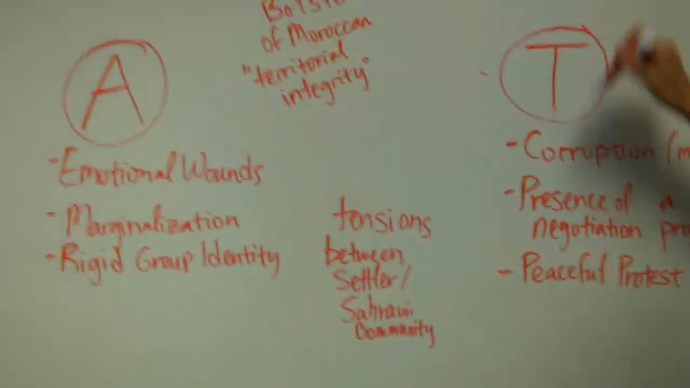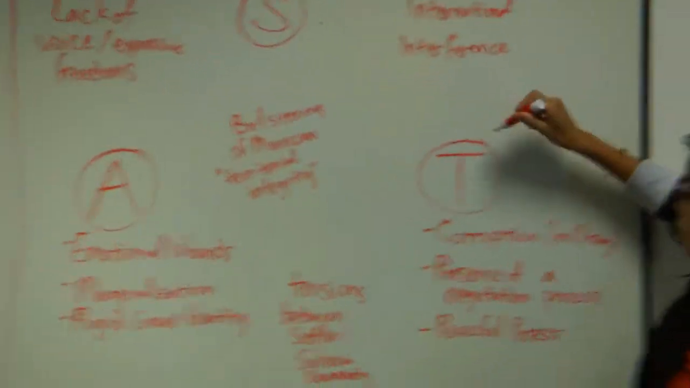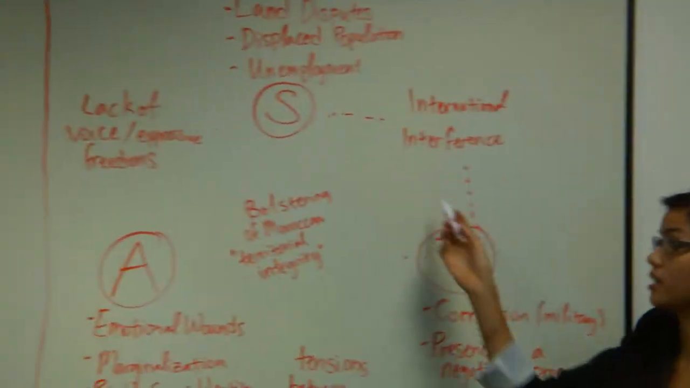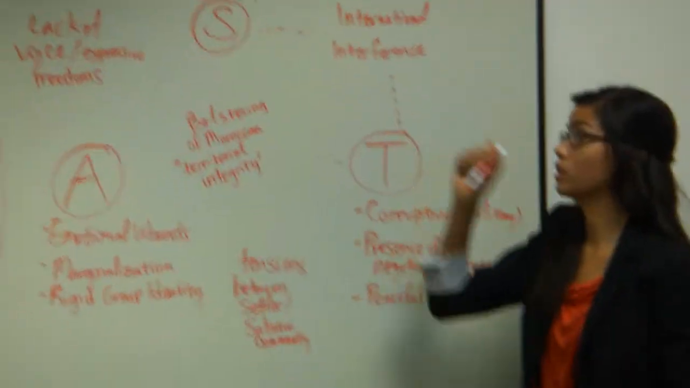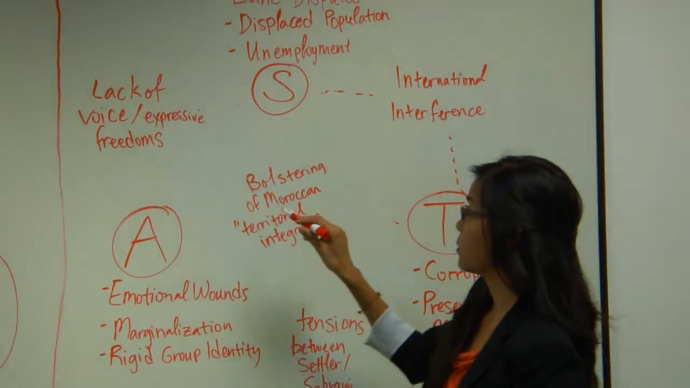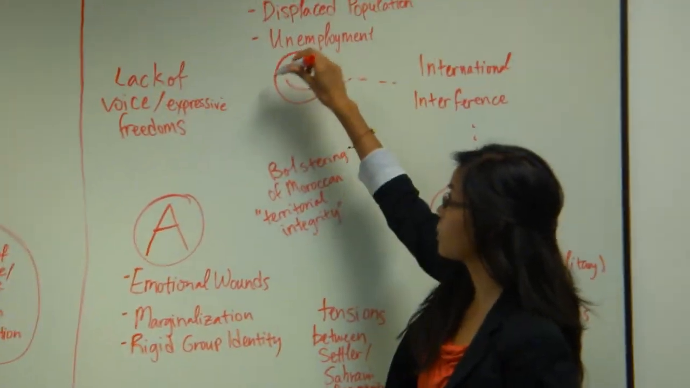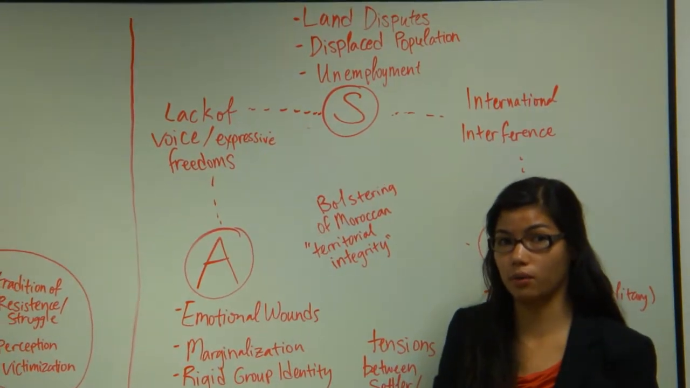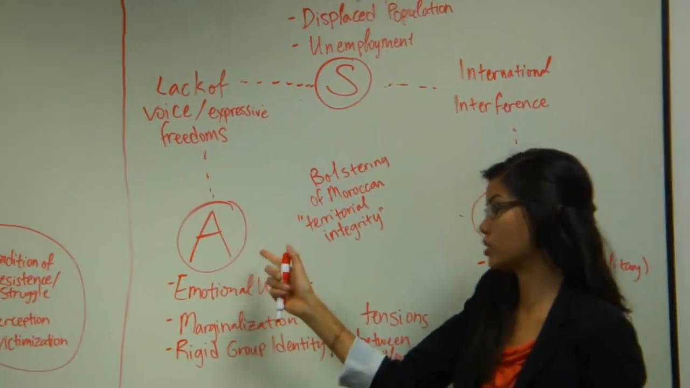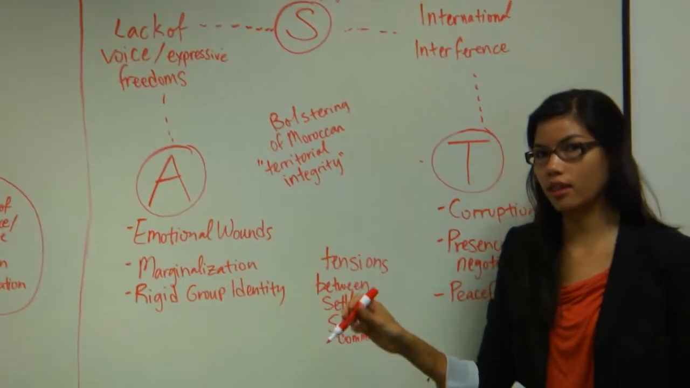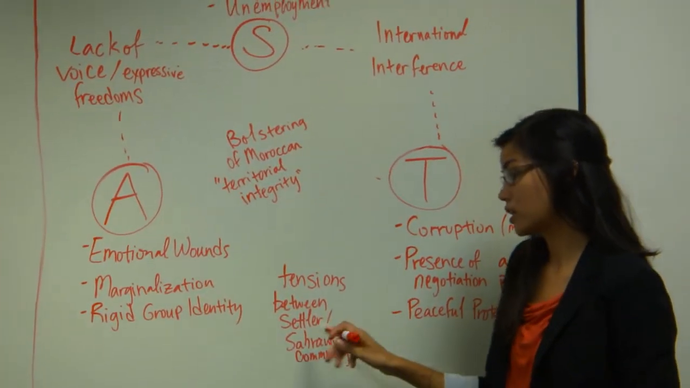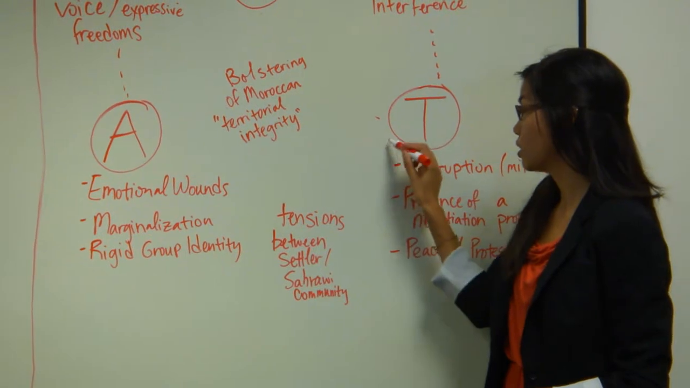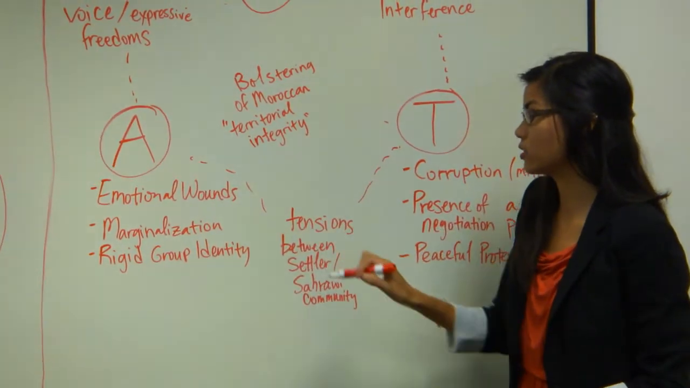Going back to the presence of the negotiation process, that's due directly to international interference, which is both a transactional and a structural factor. Because of the Moroccan government's policy, you have some serious lack of voice and expressive freedoms for the Sahrawi people, which is both structural and attitudinal. And then if you look in the occupied territories themselves, you have some serious tensions between the settler population and the Sahrawi community, which is transactional and attitudinal as well.